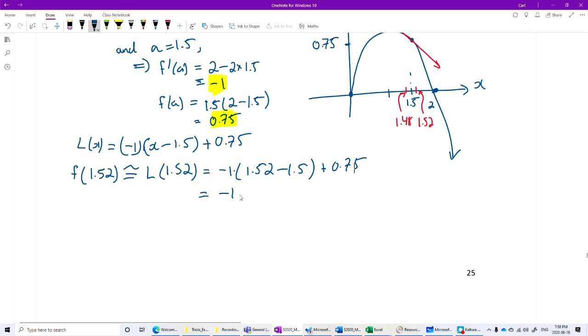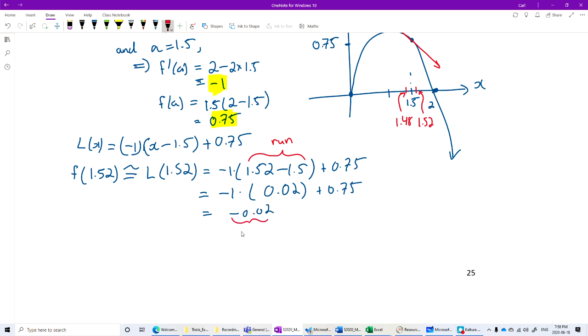So what is that? That's the difference. This is the run, actually. If you think about it, this thing is the run if we're doing rise over run, and so the difference between the 2 points is 0.02. And then when I multiply that by the slope, so this is the run, I get negative 0.02. So that's the rise.